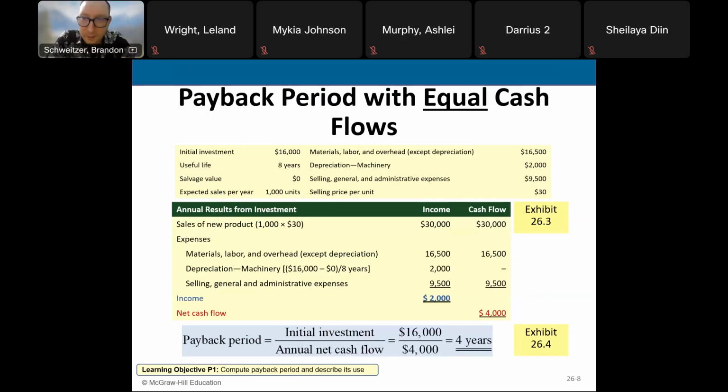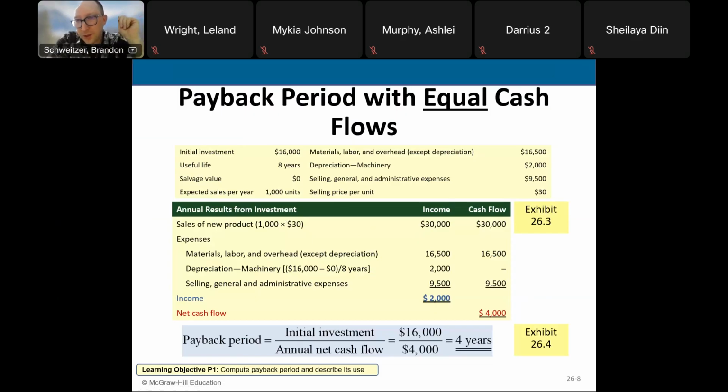So using the payback period formula, I take the initial investment amount, 16,000, divided by annual net cash flow, 4,000, to give me a payback period of 4 years. It will take me 4 years to recover the initial investment of 16,000. That's what payback period means. How long it takes me to recover. Okay, so that's with equal cash flows, meaning that the business has the same amount of cash coming in and out of the business every single year.